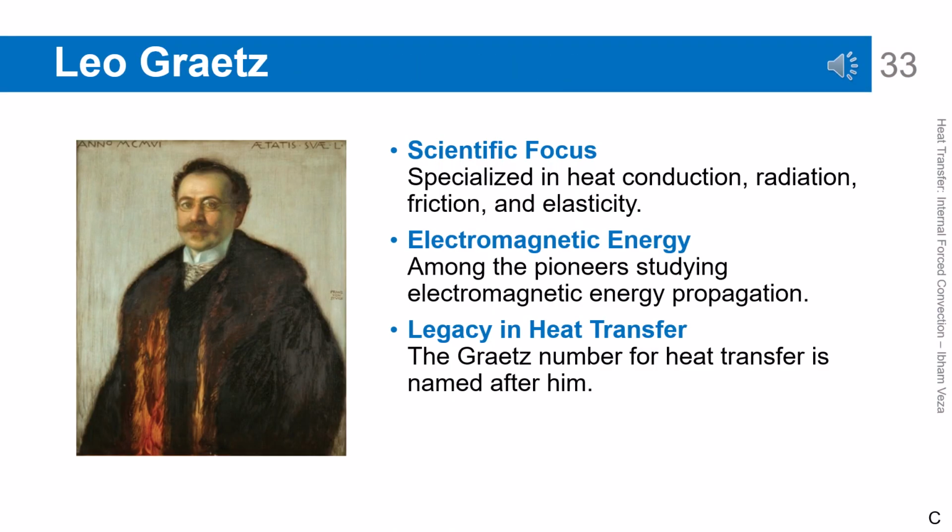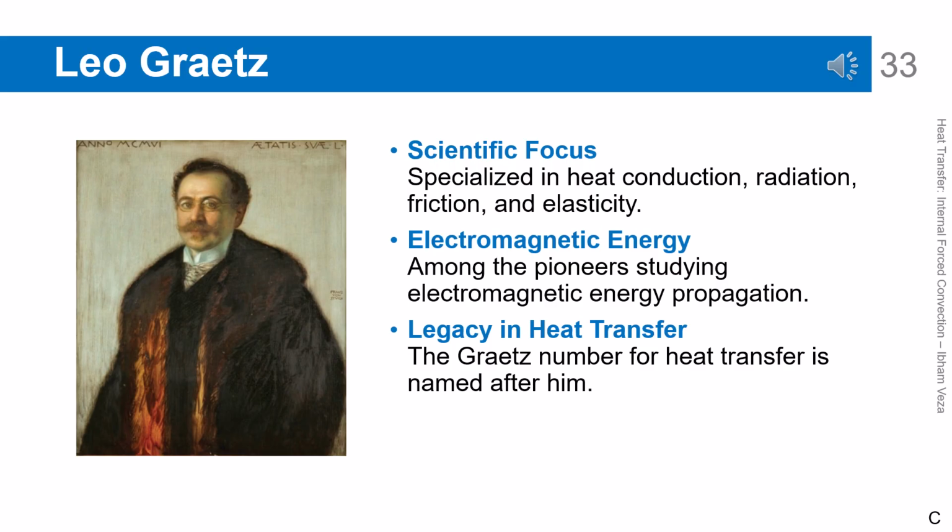Leo Graetz, contributions. Leo Graetz was one of the early scientists who made important contributions to heat transfer theory. His name is commemorated in the Graetz number, which is used to analyze thermal development in pipe flow. His work helped bridge the analysis of conduction, convection, and fluid flow. These concepts are still used today in heat exchanger analysis.